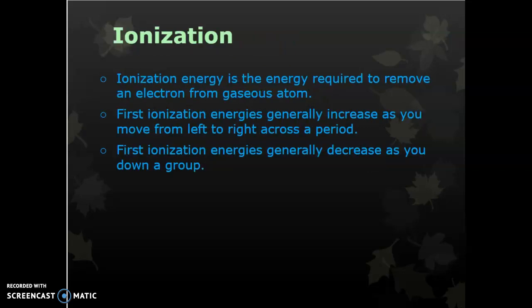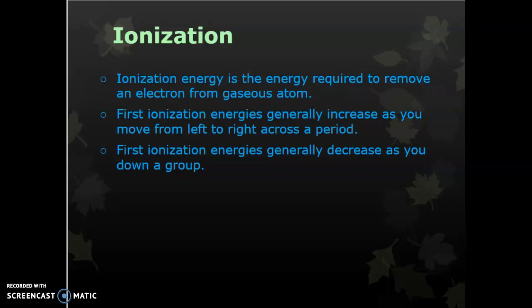So the ionization energy is the energy it takes to take away an electron from an atom when it's in a gaseous state, when it's not attached to anything else. So the first ionization energy tends to increase as you move from left to right, because as you go to the right, the nucleus is getting bigger and stronger. It is harder for you to steal an electron from it.